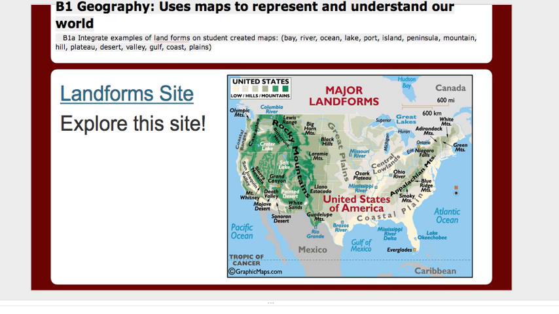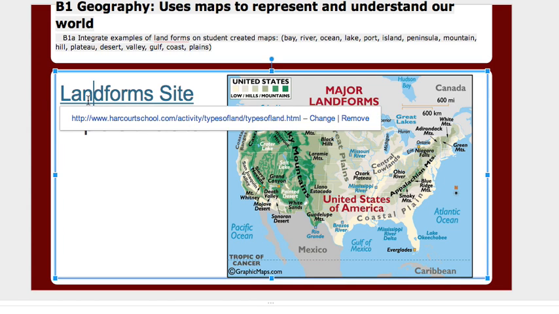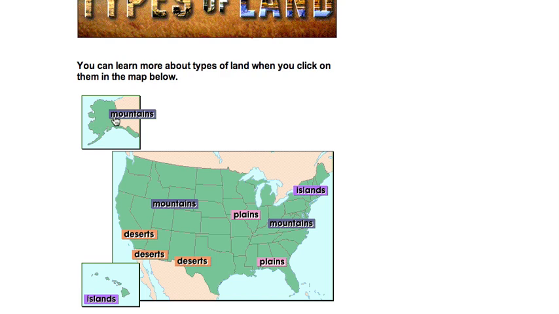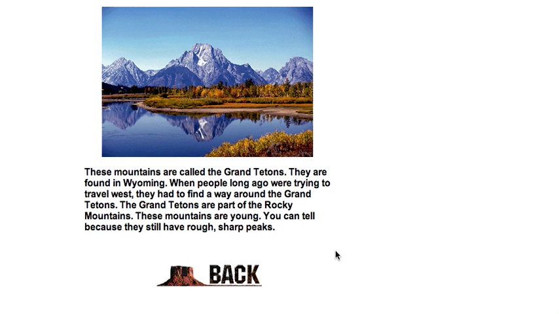This is a site you'll want to visit. It's a very interesting site. If you click on the landform site, you will be able to learn all about different types of landforms. For instance, mountains. These mountains are called the Grand Tetons. They are found in Wyoming.